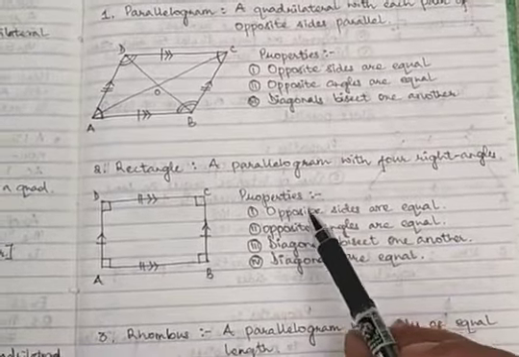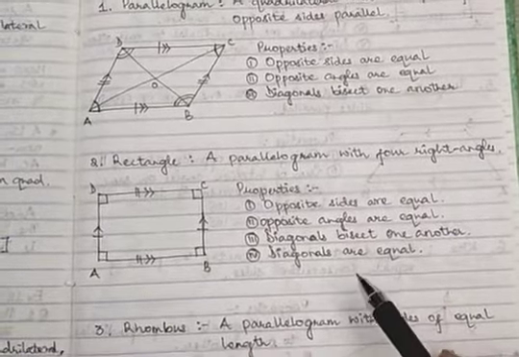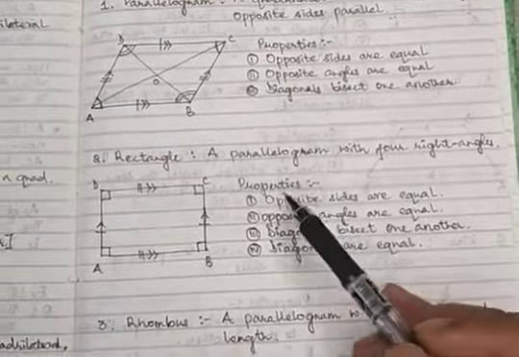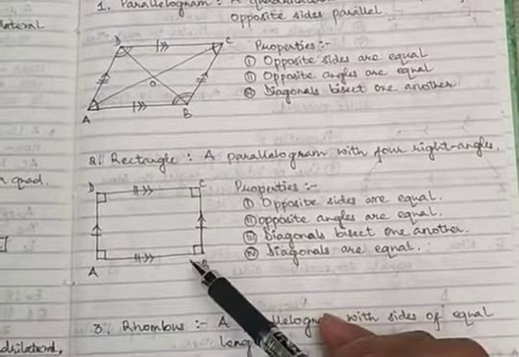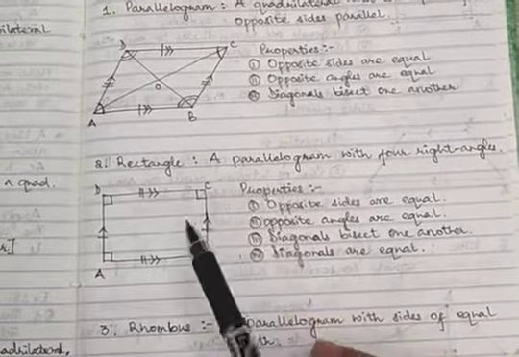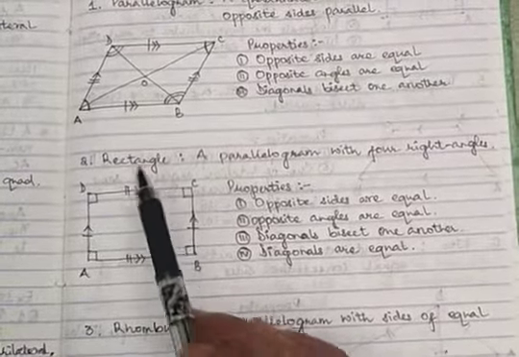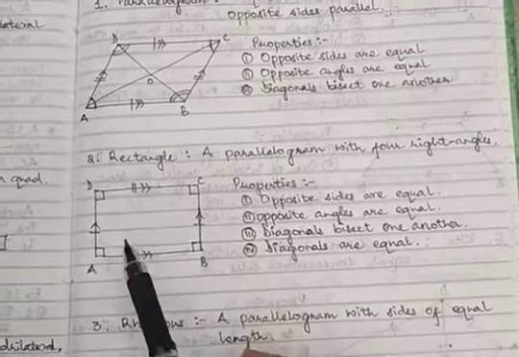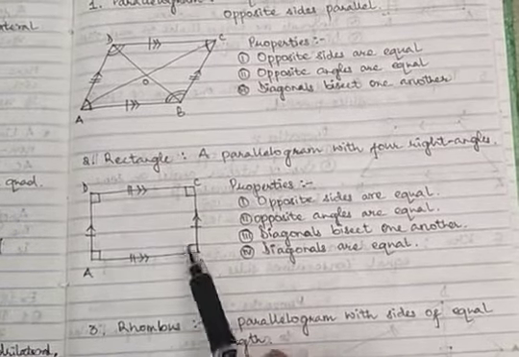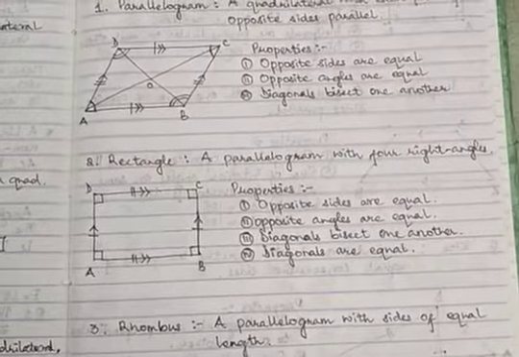So the properties will be similar. Opposite sides are equal, opposite angles are equal, diagonals bisect each other. Because, as has already been said, it's a parallelogram, it will exhibit all the properties of a parallelogram. The diagonals also bisect each other. I haven't drawn the diagonals here. But what makes it so special that it got its unique name as rectangle is its angles. All the four angles are equal, and all the four angles are equal to 90 degrees. This is how you need to differentiate between two quadrilaterals.